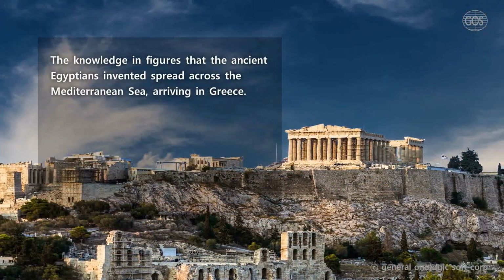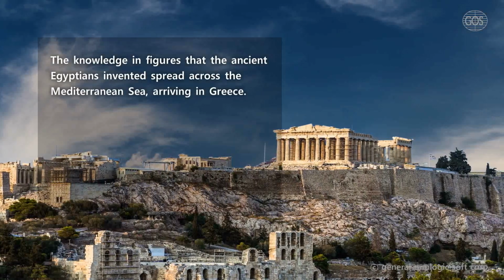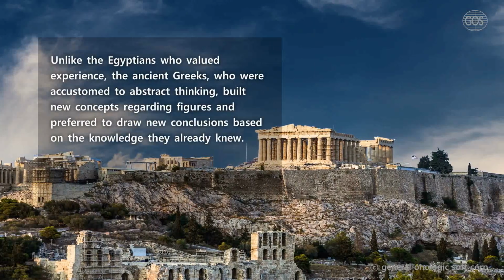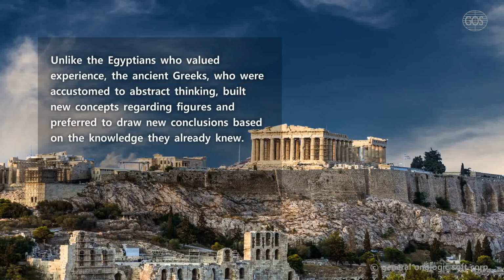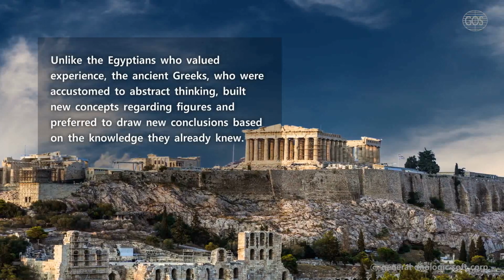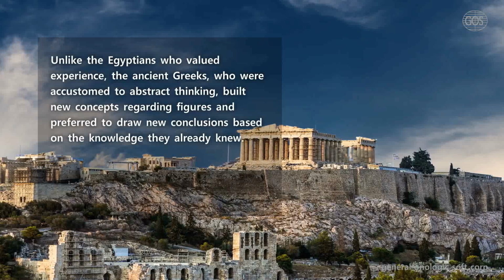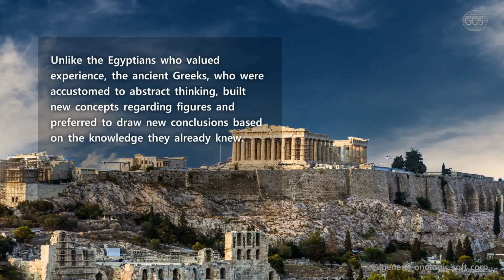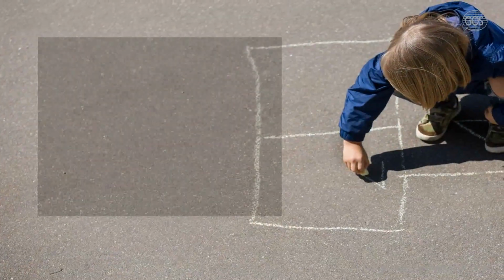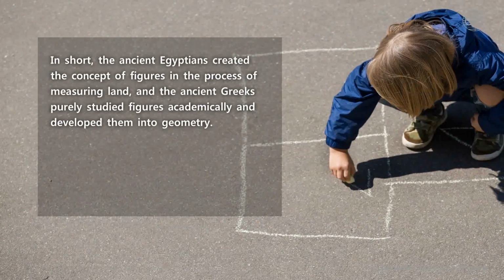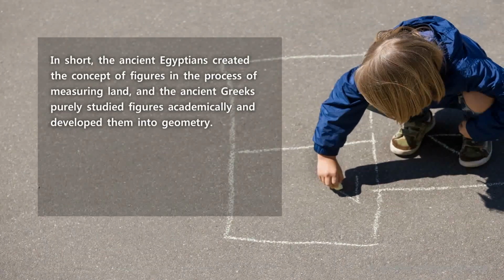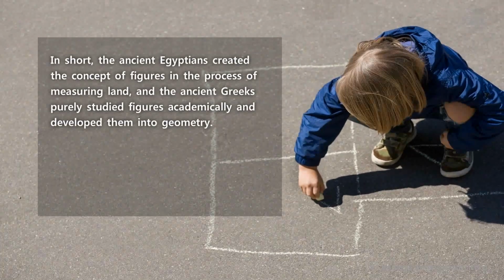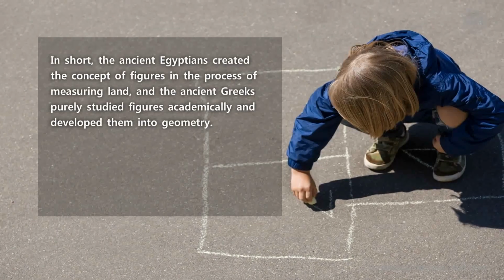The knowledge in figures that the ancient Egyptians invented spread across the Mediterranean Sea, arriving in Greece. Unlike the Egyptians who valued experience, the ancient Greeks, who were accustomed to abstract thinking, built new concepts regarding figures and preferred to draw new conclusions based on the knowledge they already knew. In short, the ancient Egyptians created the concept of figures in the process of measuring land, and the ancient Greeks purely studied figures academically and developed them into geometry.